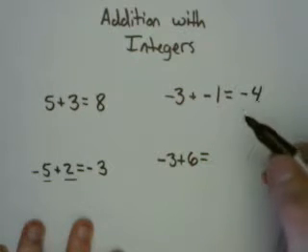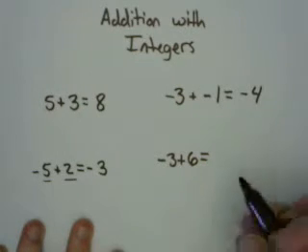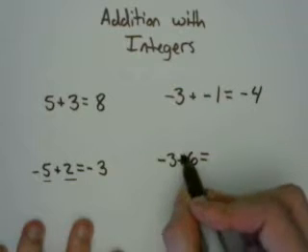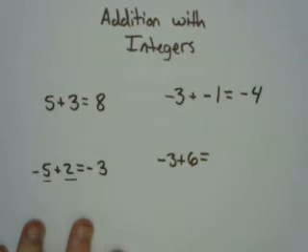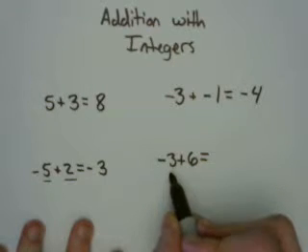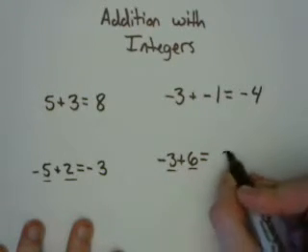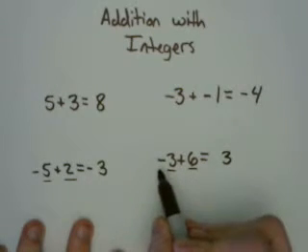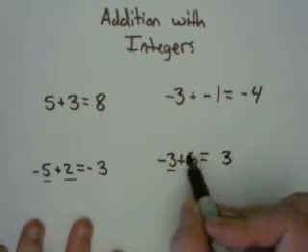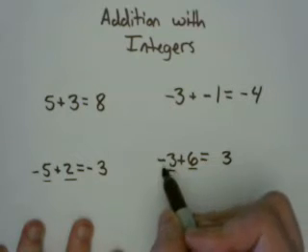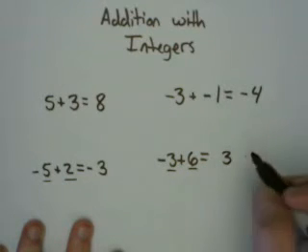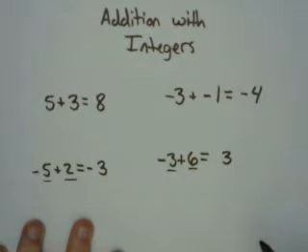Now here, -3 plus 6, I identified that they have different signs. This one's a positive, this one's a minus. So I have to subtract their magnitudes, subtract the number part. 6 minus 3 being 3, and this time I have more positives. I have 6 positives while I have 3 negatives, so I keep this a positive 3, and in other words, I don't show the sign.